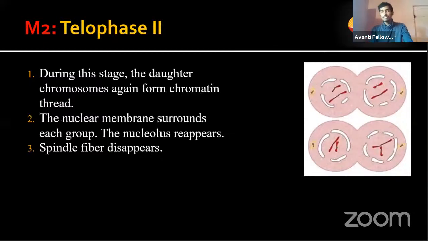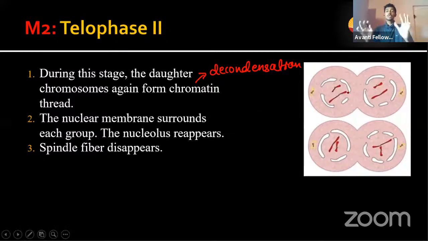Okay, so that leads us to the telophase stage. This is one of the easy phases. What happens here? The daughter chromosomes again go back to chromatin threads. That means decondensation is happening once again. Okay, and the nuclear membrane starts to appear, as you can see in here. And the nucleolus starts to appear, and spindle fibers are going to disappear, exactly like the telophase of mitosis.